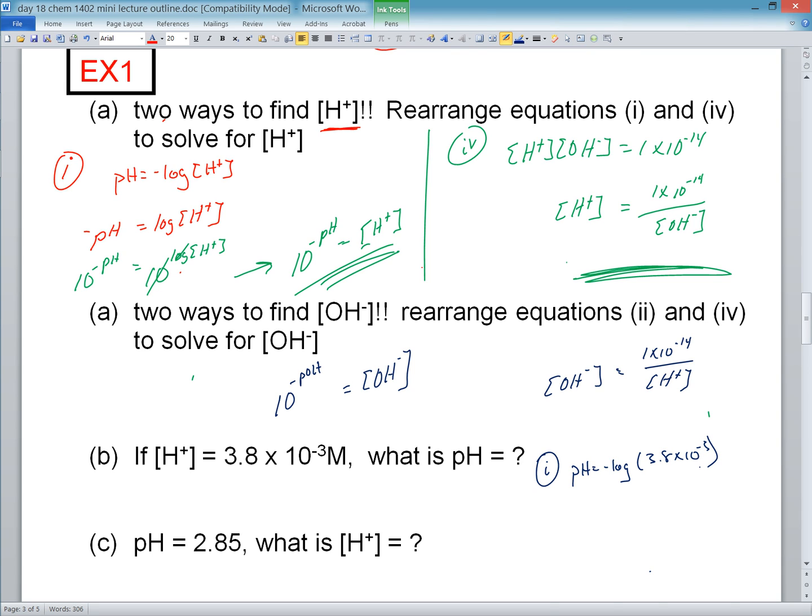So what I would do is plug in the 3.8, and then EXP, remember, is the 10. EXP, 3, plus minus. So I have 3.8 with a little negative 3 up in the corner. Now all I do is push the log button. And I get negative 2.42, but I dropped the negative sign. So 2.42. Make sure you can get that. Make sure you can get 2.42.